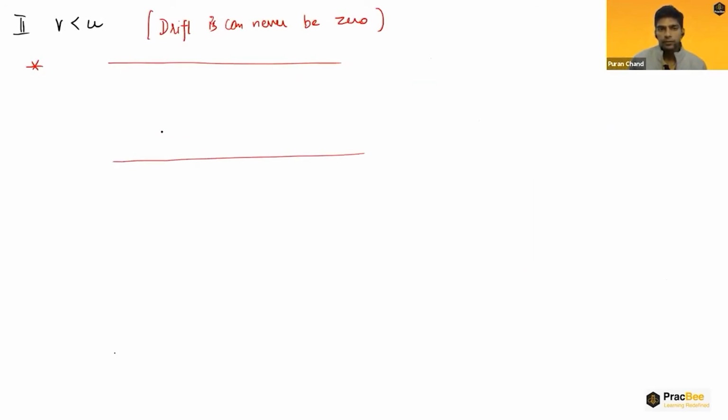So in this case, let me write here. Now what we are going to do: say the man goes in this particular direction. So this is the velocity of the man with respect to the river, and this is the velocity of the river, right?